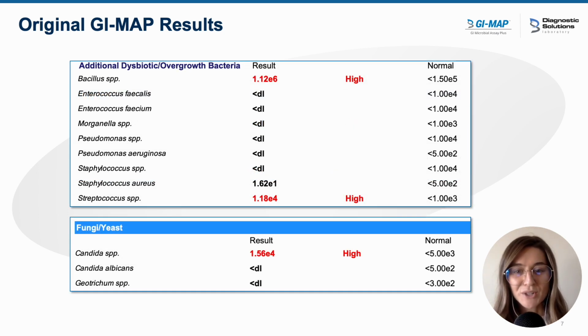And some more of my original findings showing high levels of Bacillus species, elevated levels of Streptococcus species, and then Candida, which again, not shocking because I was on really high dose prednisone at this time.